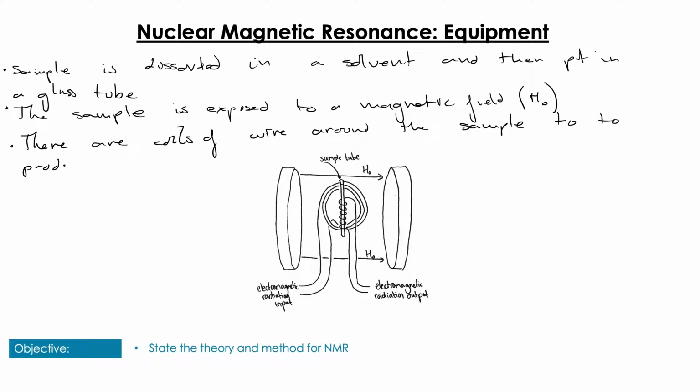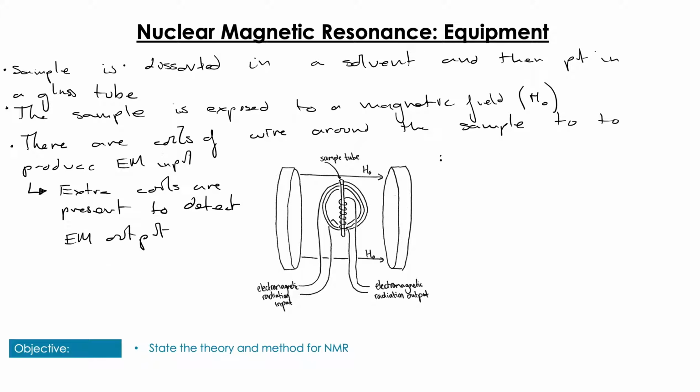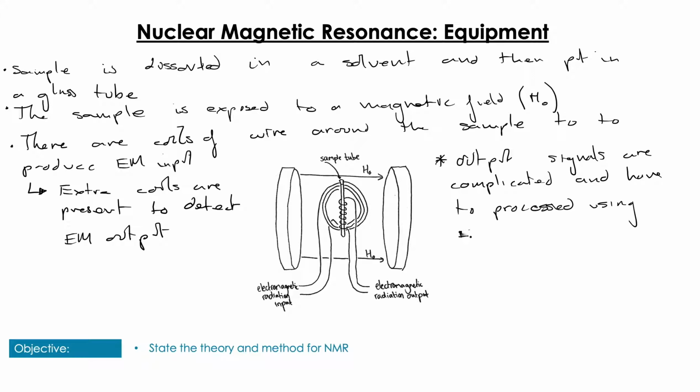And then we've got wires that have an electromagnetic radiation output, and it's that output that we will use to then form the spectra like we saw on the previous slide. It's important to recognize that the spectra aren't quite as simple as in infrared spectroscopy, and the signals have to undergo a complex processing technique called Fourier transformations, but luckily we don't have to do that.